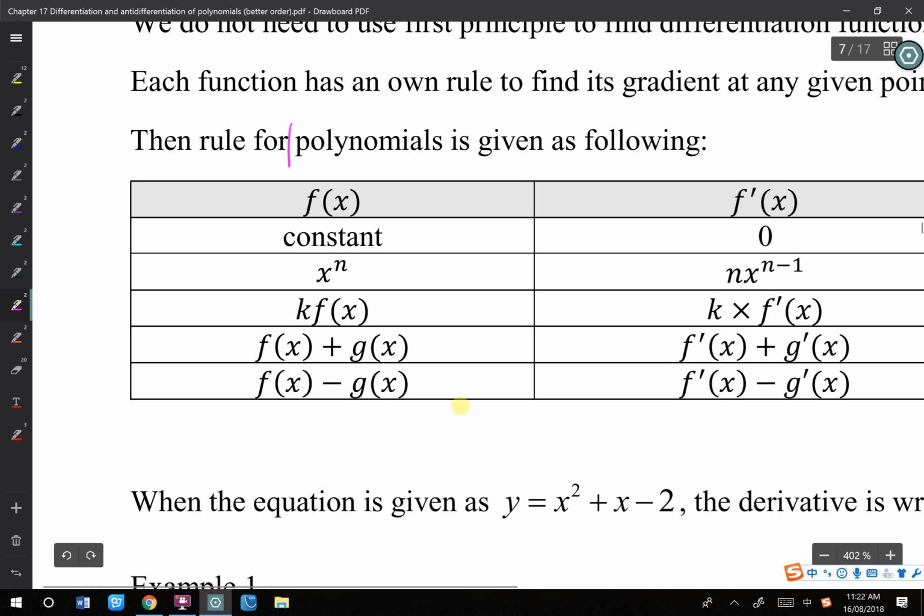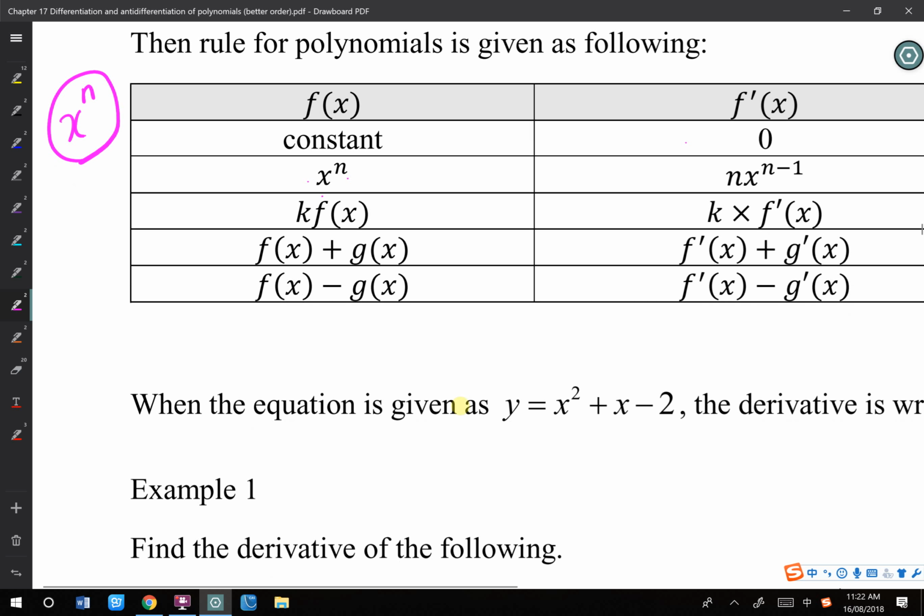This only works for power functions, x to the power of n, like polynomials or any power function. For a constant, the derivative is 0. I have explained that. For 3, the derivative is 0. For x to the power of n, the derivative is: we put the n in the front as the coefficient, and then we reduce the power by 1. So it's n times x to the power of n minus 1. That's the derivative.